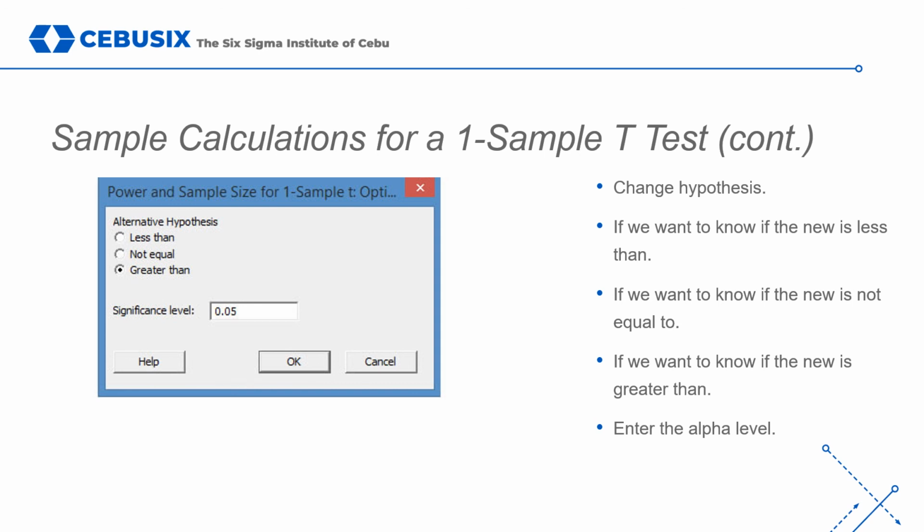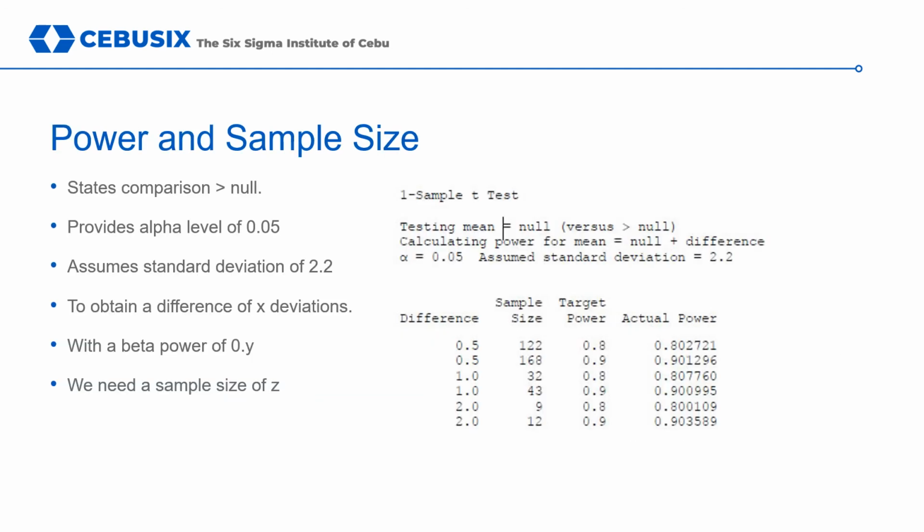For sample size calculations, we want this set at greater than, and then we can adjust the confidence level if needed. It defaults to 5%, but you can adjust the alpha level depending on the business requirements for the risk. Once you click on OK, the options dialog box will close, and you can go ahead and click on OK again to close the sample size calculation dialog box and start the calculations.